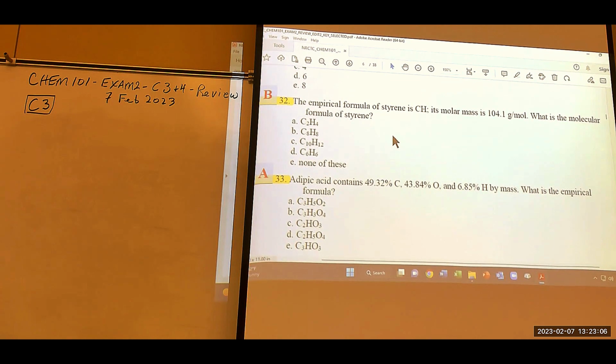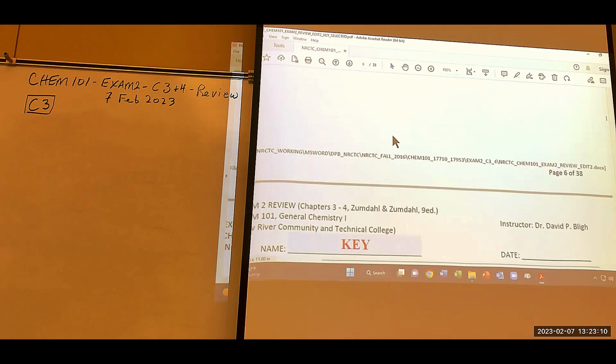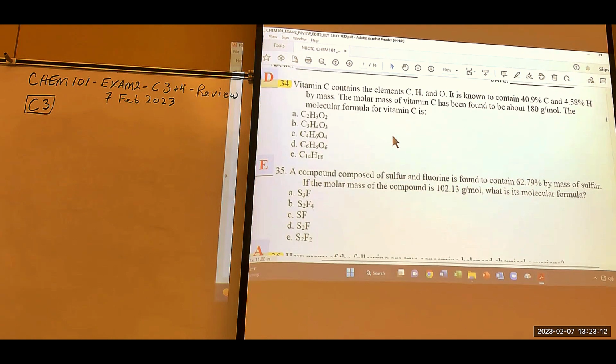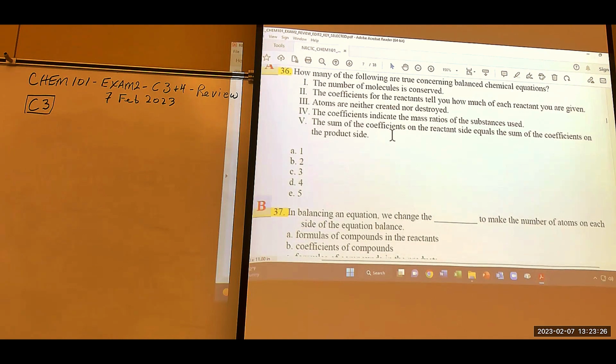And besides, it's worked out in the handwritten problem set anyway. I want to get to something we haven't done before. Vitamin C. This one goes through all the way from empirical formula to molecular formula because we have molar mass right here. So I'm gonna skip that one too. 36. Okay, this won't take you just a minute.